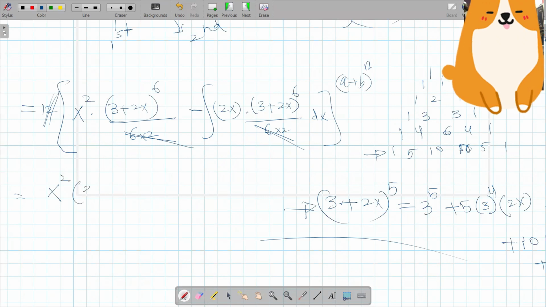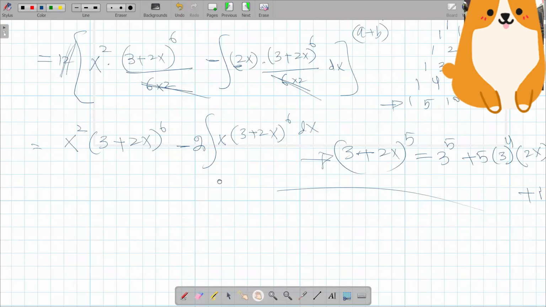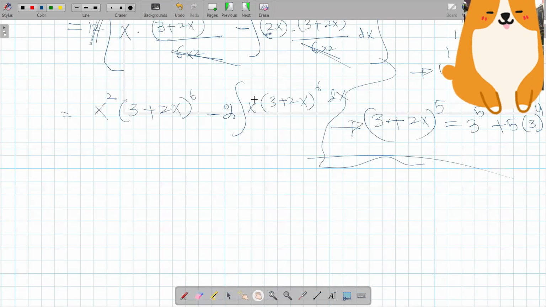So x squared (3 plus 2x) over 6 minus, this 2 can be taken outside, 2 times the integration of x (3 plus 2x) power 6 dx. You see it is simpler now comparatively. We have reduced one power. Earlier it was x squared here, now it is x. Again we will apply integration by parts by taking x as the first function and this as the second function.